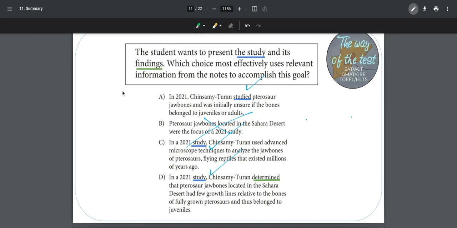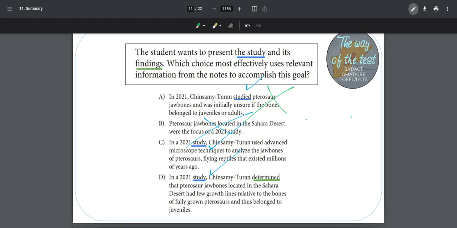And the findings, okay, let's look for findings. Letter A, okay, this is the study that studies pterosaurs' jawbones and was initially unsure if the bones belong to juveniles or adults. Okay, it's talking about the study, but it's not talking about the findings. The findings are the results of the study. So it's not A. Letter B, we already eliminated B, and there are definitely no results because there is no study.